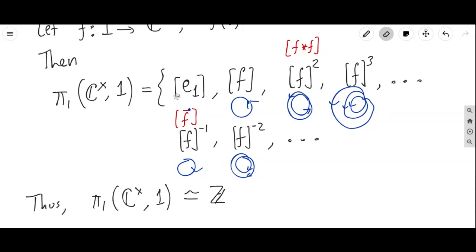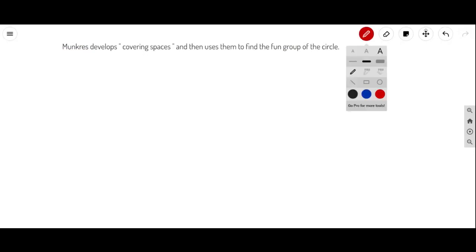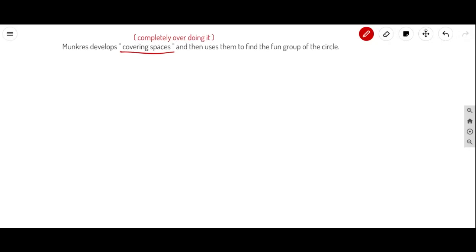So the issue is that Munkres, I'm not a fan of his proof. Munkres seems to have an overly complicated proof. What Munkres does, so I'll basically tell you what Munkres does, is develop something called covering spaces, and then use them to find the fundamental group of the circle. But this is overdoing it. Covering spaces is completely overdoing it. You're trying to prove something for the circle, and you have to invent a whole new theory called the theory of covering spaces just to do that.